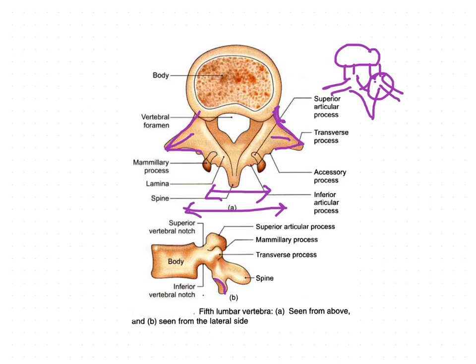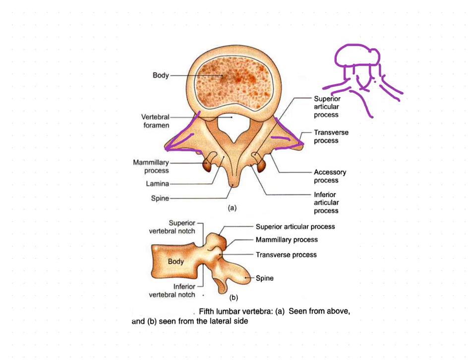Coming to the spine, here the spine is small, short and rounded at the tip. In the typical vertebrae the spine is quadrilateral in shape, forming a quadrilateral plate. But here the spine is small and short, and it is rounded at its tip. This is an important distinguishing feature from the typical lumbar vertebrae.